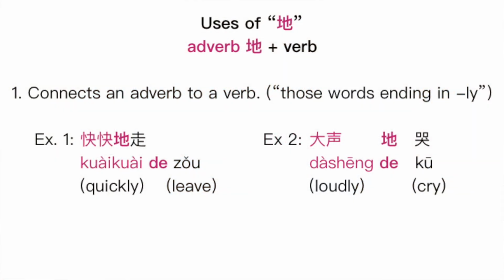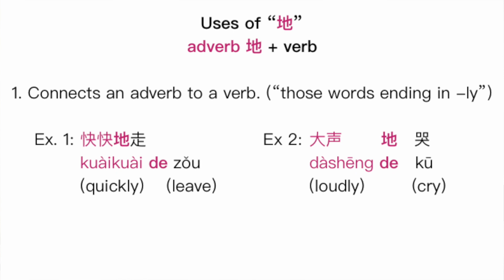So as I just mentioned, this de connects an adverb to a verb. It connects how the verb happens to the verb. For example, 快快地走, we're connecting this word fast to the verb. So it becomes that quickly, that ly word that's connected to this verb. We're just talking about how this verb is happening. How are we leaving? We're leaving quickly. 快快地走.